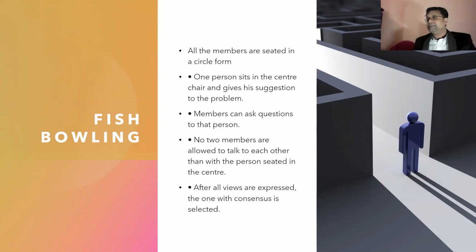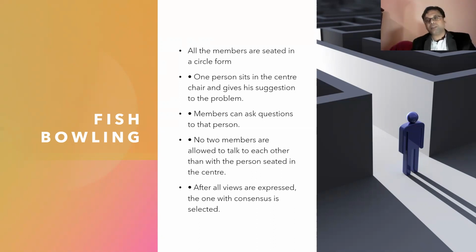Okay, but the other team members cannot discuss among each other. Direct questions need to be directed to the person who is sitting in the center and giving his or her ideas. So members can ask questions to that person. No two members are allowed to talk to each other, other than with the person seated in the center. After all the views are expressed, the one with consensus is selected.